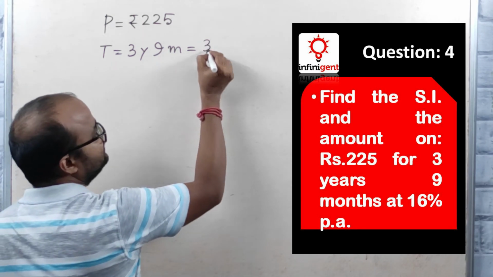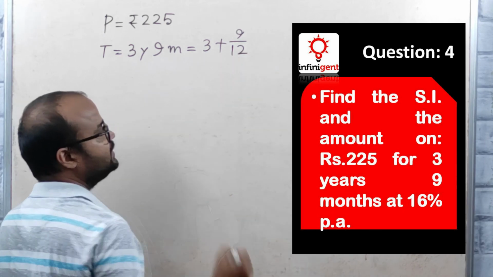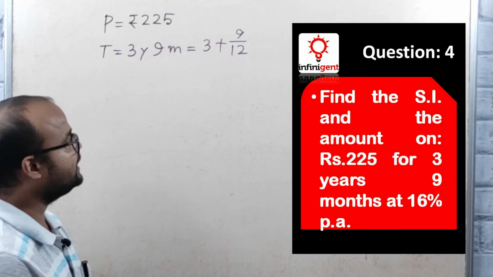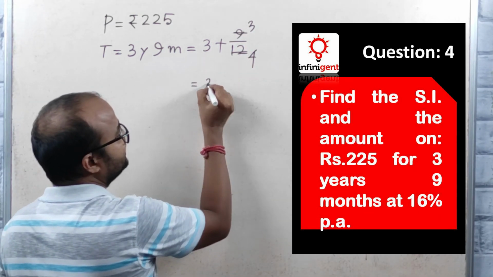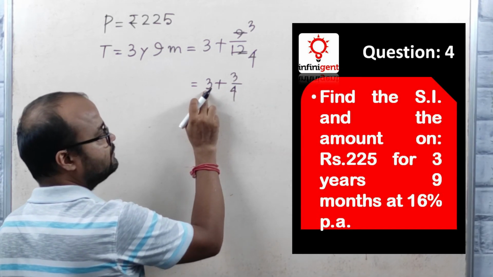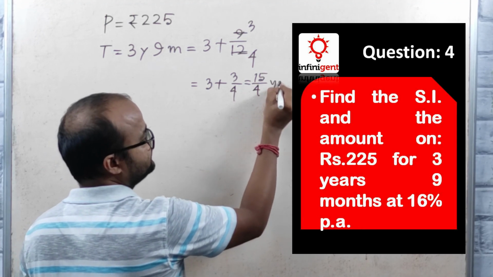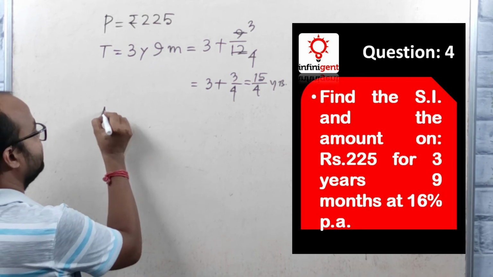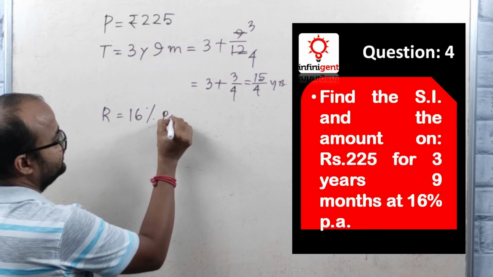So 3 years plus 9 months. 9 months can be written as 9 by 12. If you convert 9 months into years, you need to divide it by 12. 3 threes are 3, 3 fours are 12. So you'll get 3 plus 3 by 4, that is 15 by 4 years, at 16% per annum. So rate is given as 16% per annum.